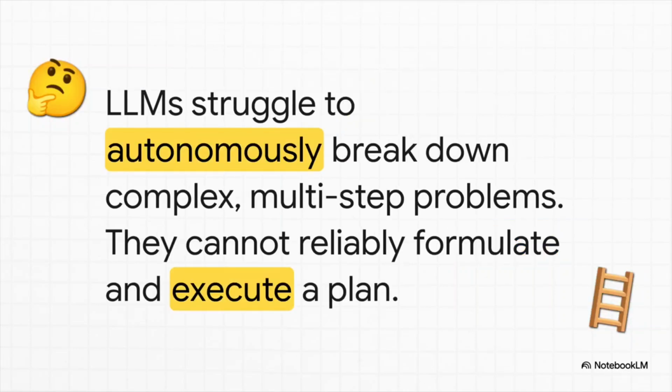The third horseman is myopia, or nearsightedness. If you give an LLM a really complex goal, like say, research the top EV competitors and write a summary report, it just can't. It's really bad at breaking that big task down into a logical plan of smaller steps, and then actually executing that plan.